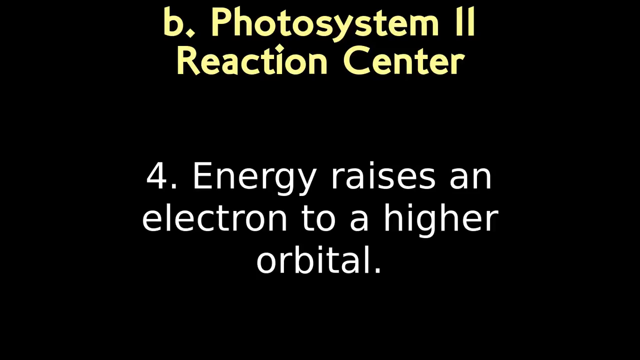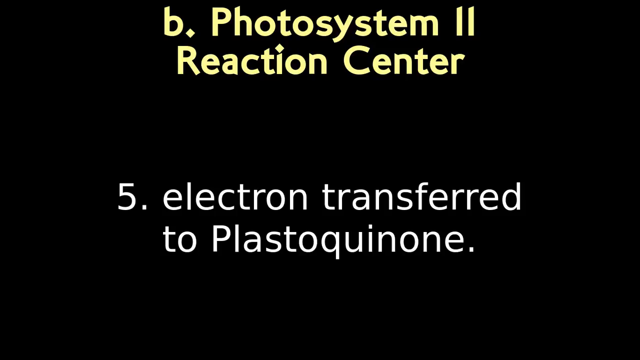The P680 then has an electron raised to a higher orbital. Excuse me, not the P680. The P680 transfers the energy to the reaction center. In the reaction center, you have an electron that's raised to a higher orbital, and it's going to transfer that electron to plastoquinone.